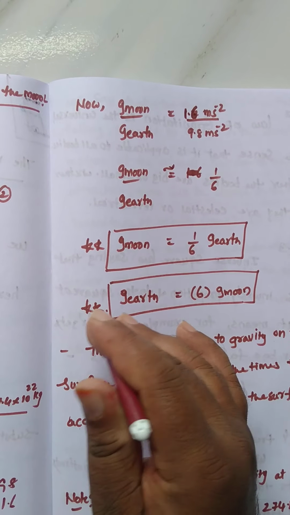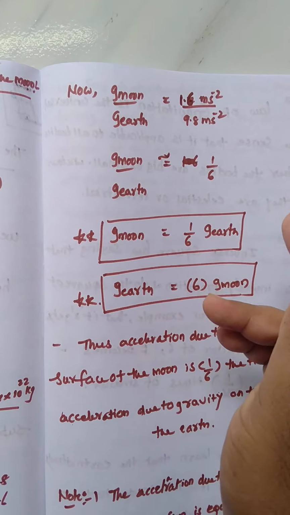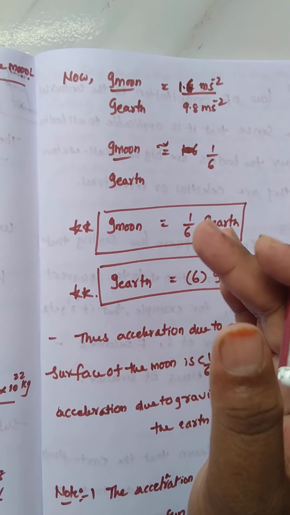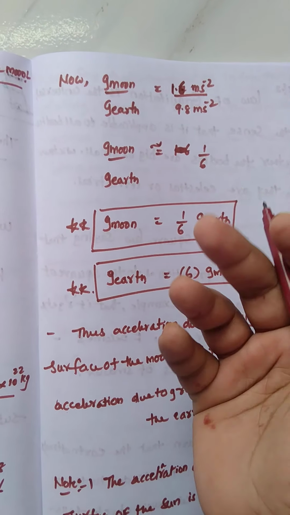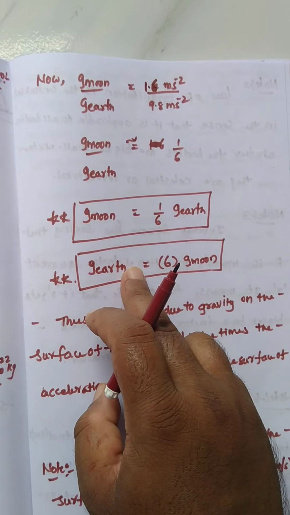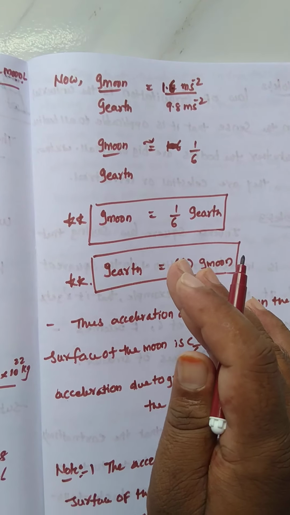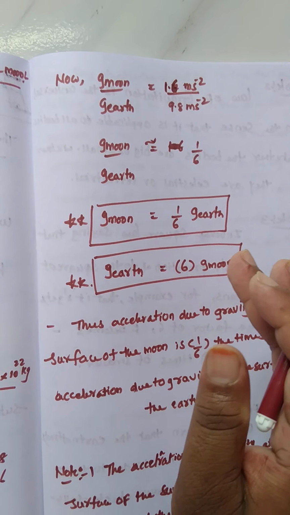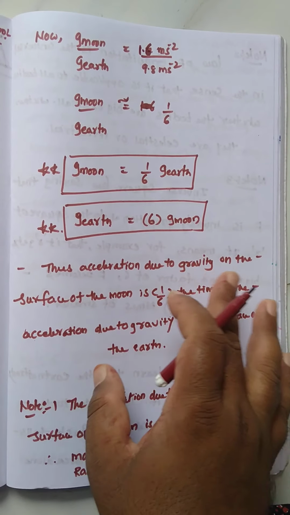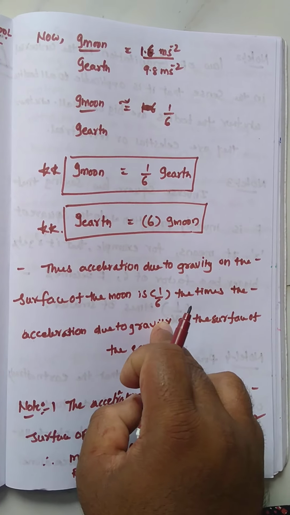So on the moon the acceleration due to gravity is very less. That is 1 by 6 times of g on earth. Actually g on earth is 9.8, so 9.8 by 6 is the acceleration due to gravity on the moon. It is very small compared to g on earth. If you see, g on earth equals 6 times g moon. Compared to the moon, the acceleration due to gravity is 6 times greater on earth. So the acceleration due to gravity on the surface of the moon is 1 by 6 times that on the surface of the earth.